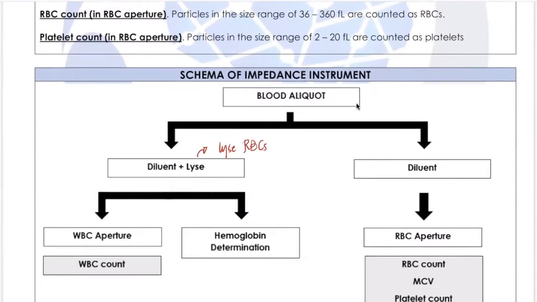Okay? Also, in the same aperture, this is where hemoglobin is being determined. And hemoglobin determination is usually still based on the cyan-met hemoglobin reaction or method. Okay? So yan.